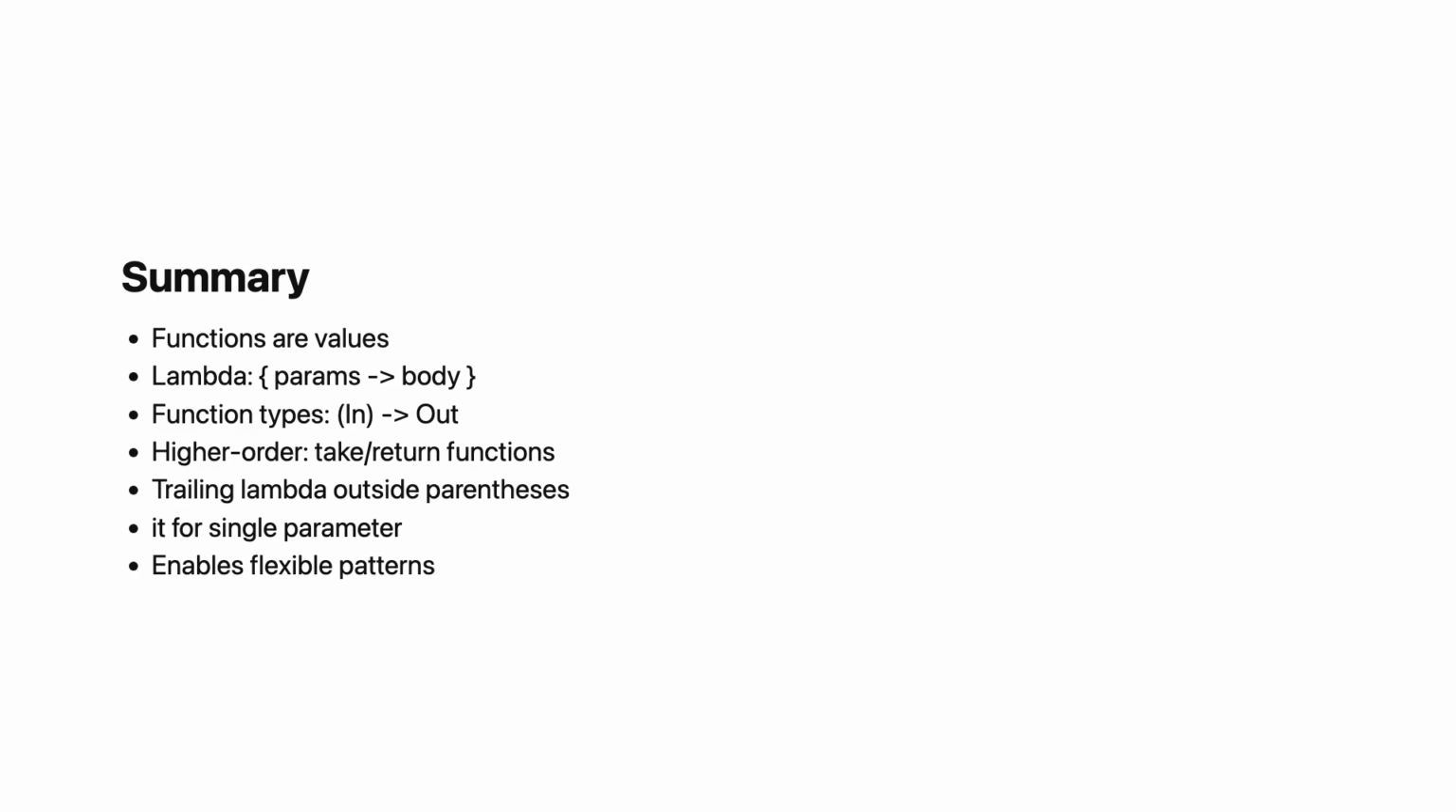Let us summarize. Functions can be values: store them, pass them, return them. Lambdas are anonymous functions: open brace parameters arrow body close brace. Function types describe what functions accept and return: (Int) arrow String. Higher-order functions take or return functions. Trailing lambda syntax moves the lambda outside parentheses. It is the implicit name for single parameters. Lambdas enable flexible, reusable code patterns.